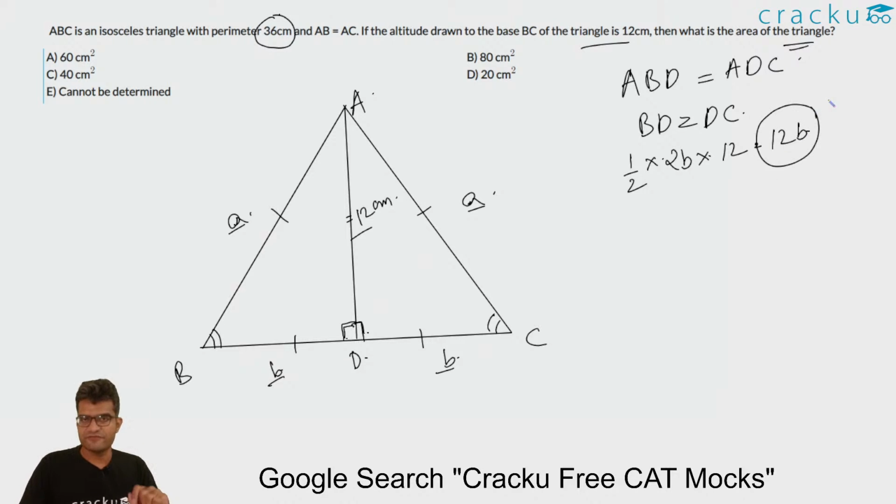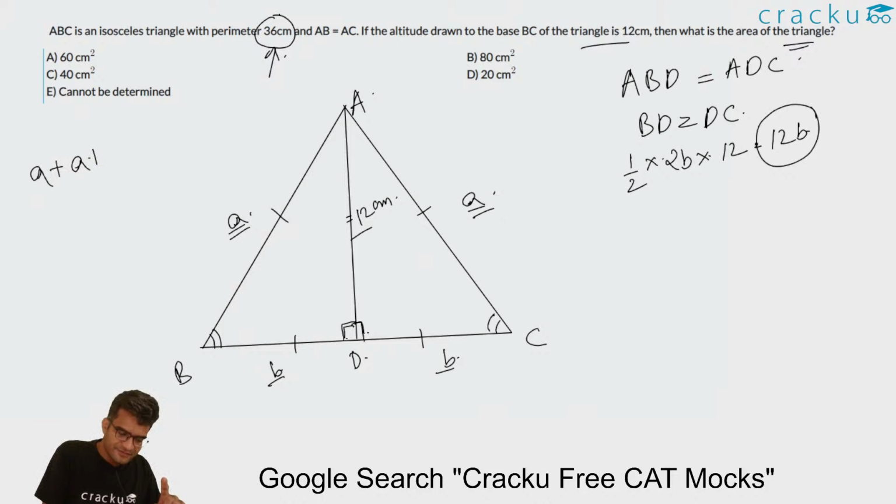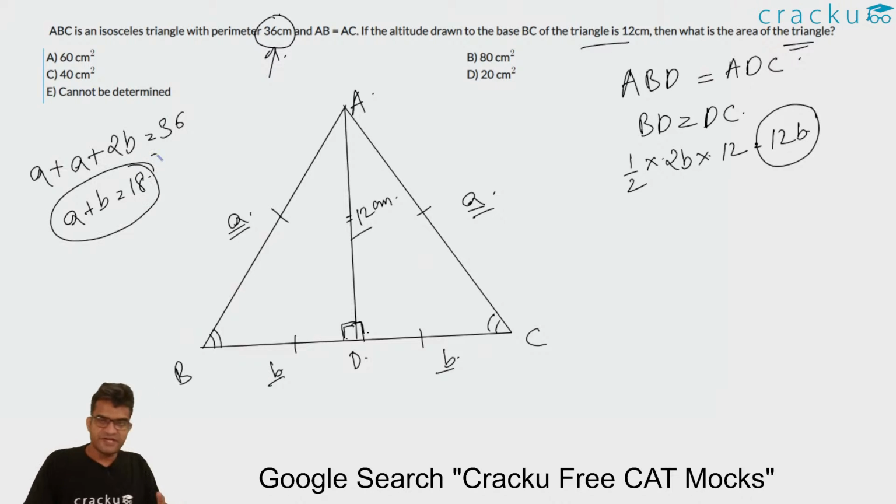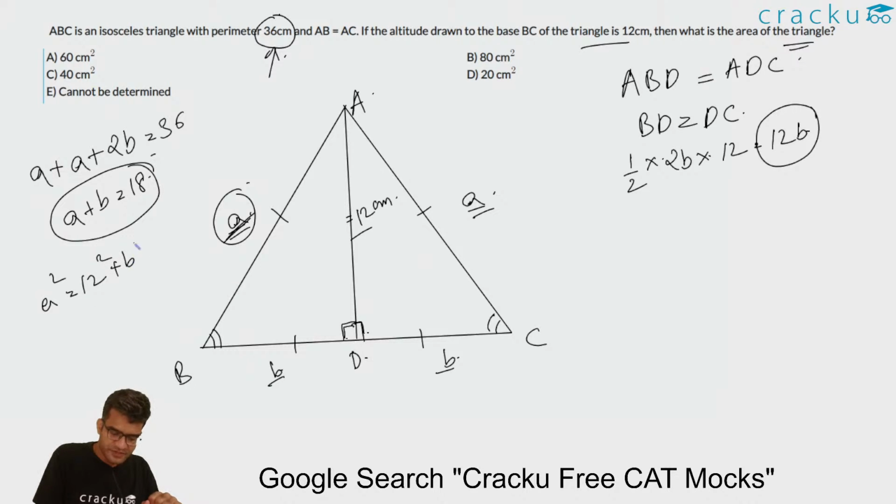We are required to calculate the value of 12B. So for that we have to calculate the value of B. How can we actually do it? We have 2 equations. One equation is that the perimeter of this triangle is 36 centimeters. So A plus 2B is equal to 36, or A plus B is equal to 18. This is one equation, and the other equation is the Pythagoras formula, because ABD is a right angle triangle where this is the hypotenuse. A square is equal to 12 square plus B square.